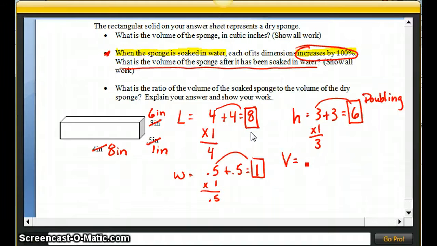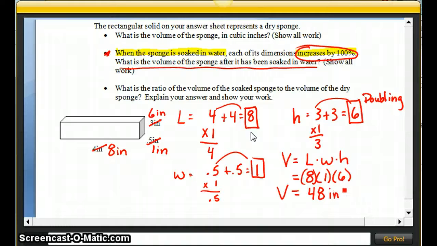We go back to our same formula again. Volume is equal to the length times the width times the height, which in this case is 8 inches times 1 inch times 6 inches. So we're going to multiply 8 times 1 times 6, which is 48. And since, again, we're multiplying inches times inches times inches, we get 48 cubic inches, or 48 inches cubed. So our second bullet is now complete.